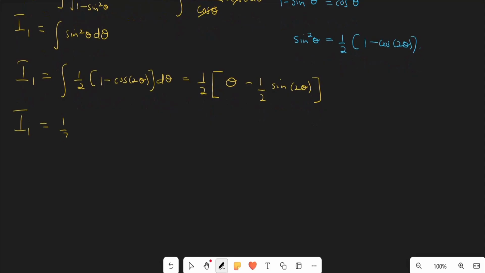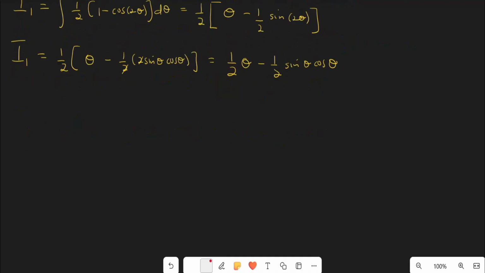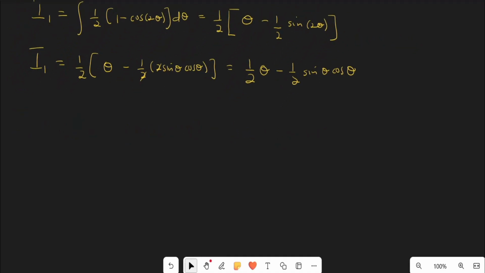I1 is going to be 1/2 theta minus 1/2. Sine of 2 theta can be written as 2 sine of theta cosine of theta, like this. So this is going to be 1/2 theta minus this, cancels that, and then we have 1/2 sine of theta cosine of theta. So that is the resulting value of the integral I1.